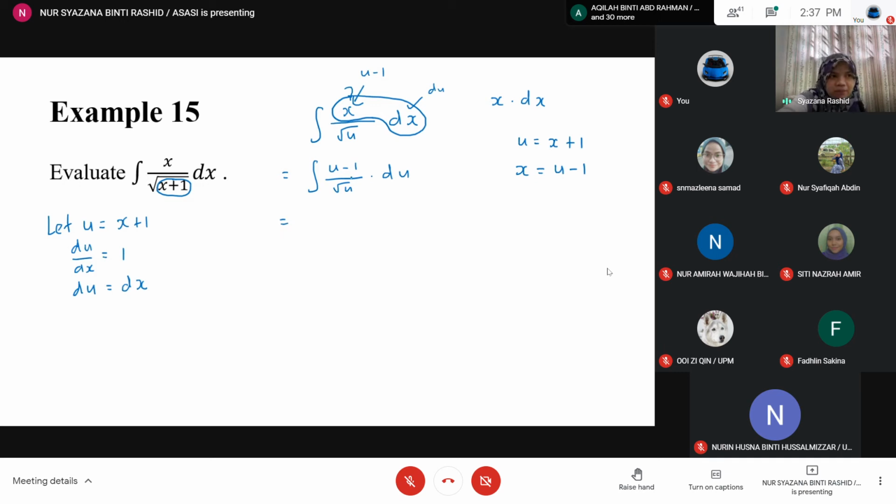Remember, if we have this form, we did an exercise like this last class: we can break this into two terms. So it will become u over u power half, minus 1 over u power half, du. Simplify, same base. So 1 minus half is u power half, minus u power negative half, du.